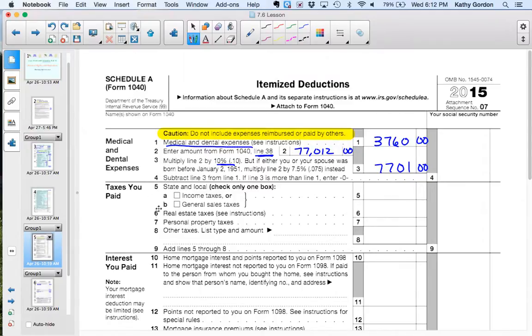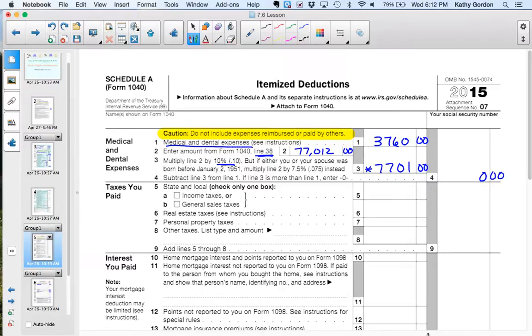And so then line 4 says subtract line 3 from line 1. But if line 3 is more, then just enter 0. So based on these calculations, the O'Sullivans did not pay enough medical expenses out of their own pocket to meet the cutoff for being able to deduct this, and so line 4 is just going to have 0. So they're not really going to be able to deduct anything based on their medical expenses.